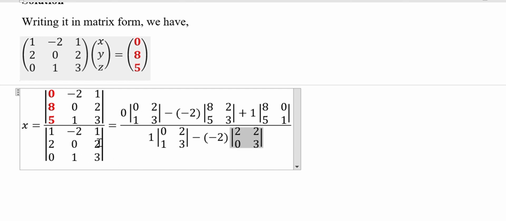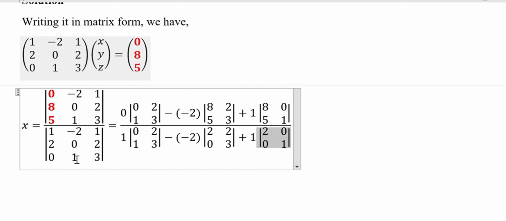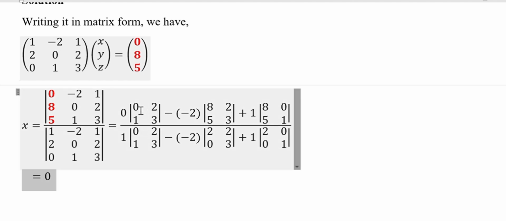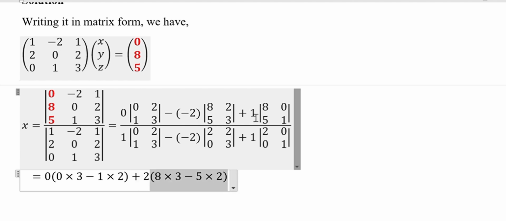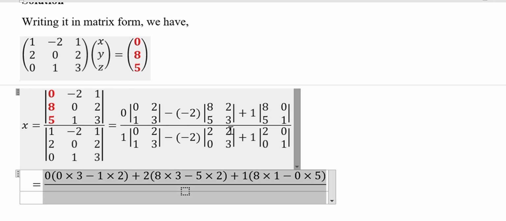And then +1 into, cancel the row and the column on which this one is, the elements that remain are 2, 0, 0, 1. So they will form a minor matrix. Now let's simplify this. So that's equal to 0, this 0 here, into, remember we are getting a determinant of this matrix. That's why we have these bars here. So we have 0 times 3 minus 1 times 2 minus -2. The resultant sign is a positive, so we shall have +2 into 8 times 3 minus 5 times 2. Then +1 into 8 times 1 minus 5 times 0 over, we do the same on the denominator.